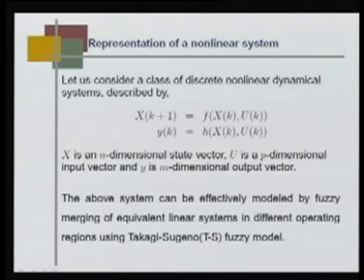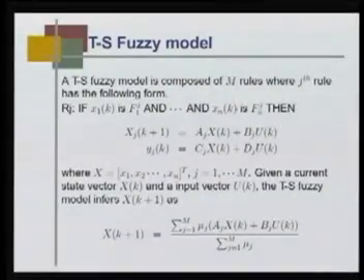So, the above system can be effectively modeled by fuzzy merging of equivalent linear systems in different operating regions using the Takagi-Sugeno fuzzy model. So, the meaning of this is that in a Takagi-Sugeno fuzzy model of a nonlinear system, although the system dynamics is nonlinear overall, locally the system is linear. So, by fuzzy merging of these linear subsystems, okay, we can construct an approximation of the actual nonlinear dynamics of the system. So, this is a typical TS fuzzy model.